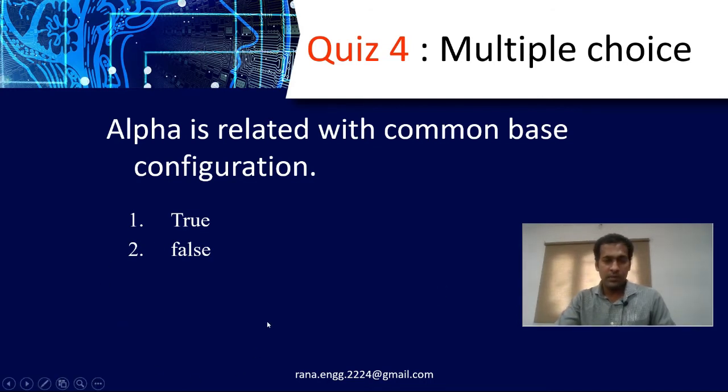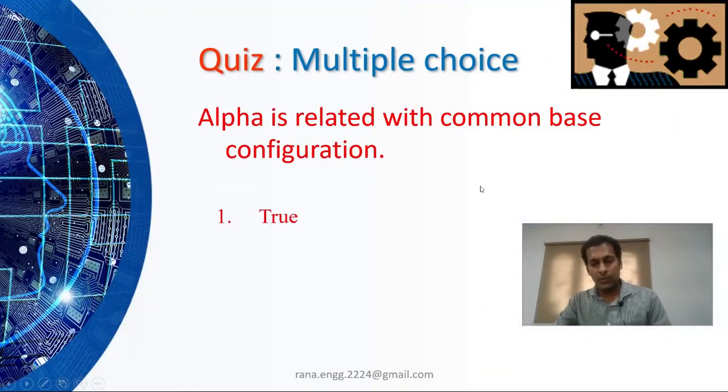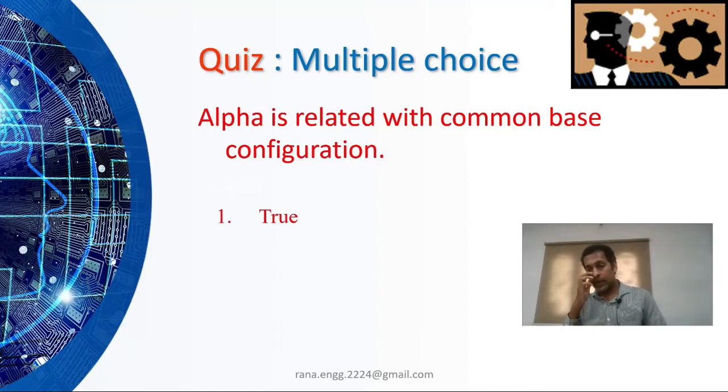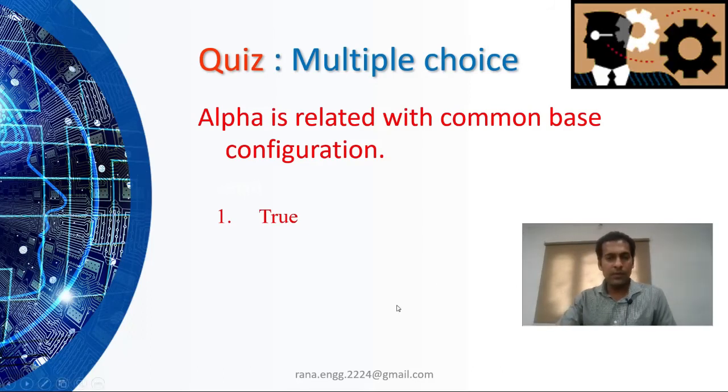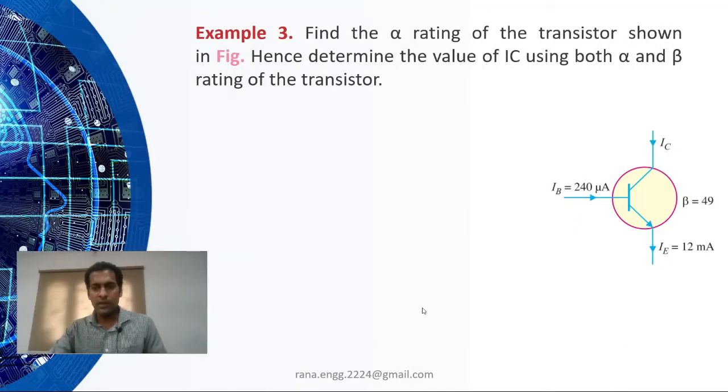Okay, your time is up. The answer is true. Alpha is related with common base configuration. Beta is related with common emitter configuration. So what is remaining? Common collector. Who will be related with common collector? Gamma. And all of them are output current by input current. What is the output for the common collector configuration? You have to check and you will get the answer. What is gamma equal to? So likewise we have to remember alpha, beta and gamma. Gamma is normally not given in any question, so we have not taken it so far.